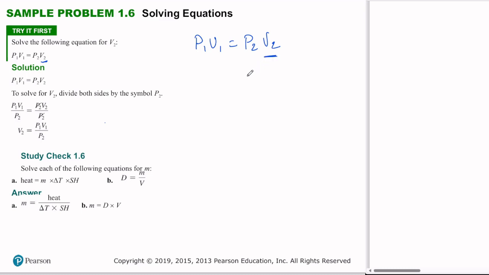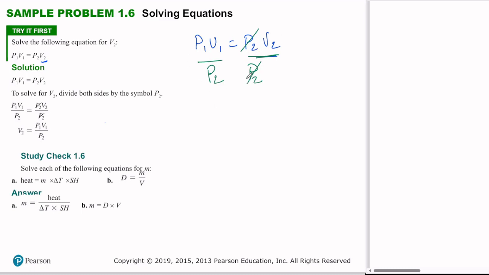We need to get V2 on a side by itself. In order to do that, we can divide both sides of the equation by P2. So let me change colors. So let's divide both sides of the equation, and I'll use a fraction bar to do that, by P2. Now P2 divided by P2 is equal to 1. So we have 1 times V2 on the right, which is just V2. And we have P1 times V1 divided by P2 on the left.